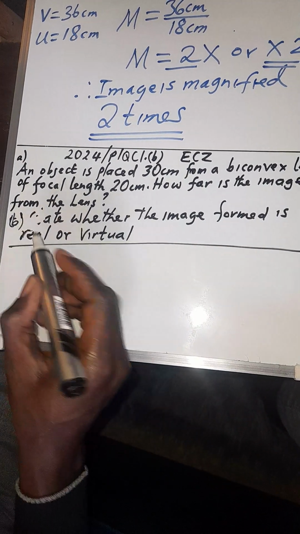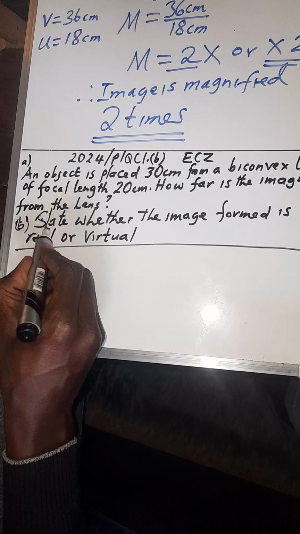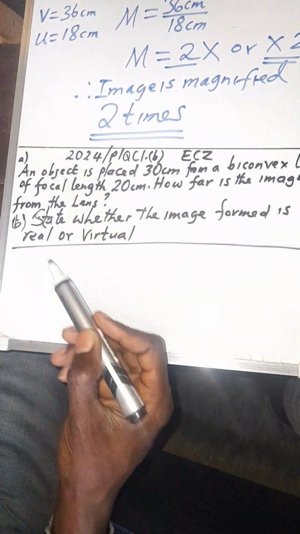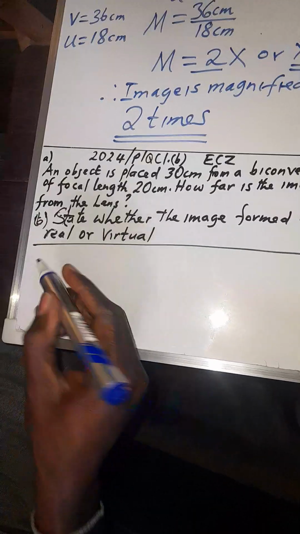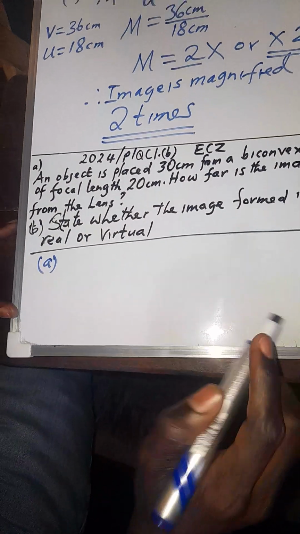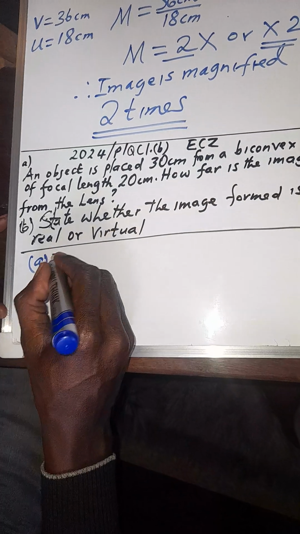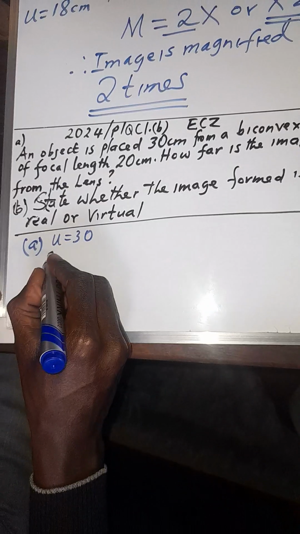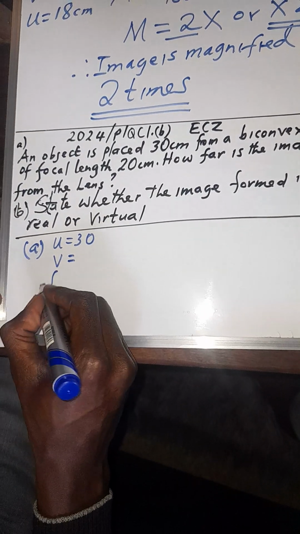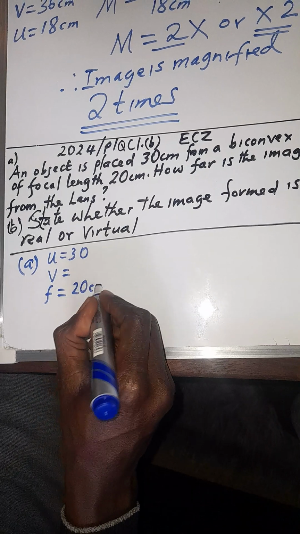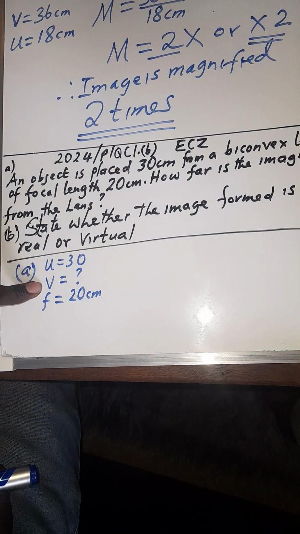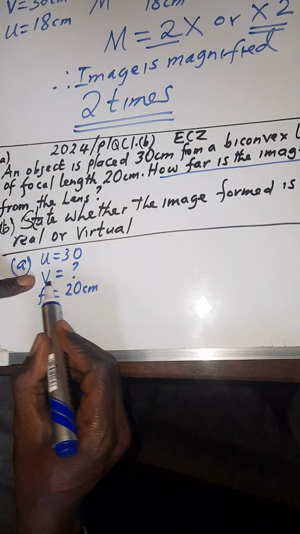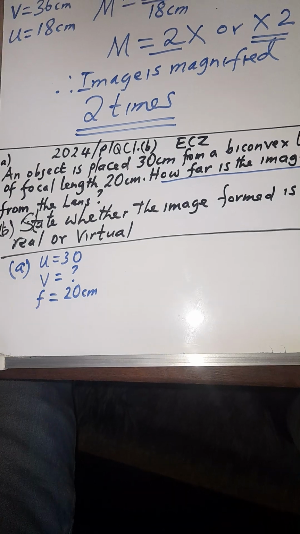The second part says state whether the image formed is real or virtual. So in the first part, how do you go about it? You need to calculate. They have given us the object distance, which is 30. They have also given us the focal length, which is 20 centimeters. But what we don't know is the image distance, and that's why the question asks how far the image is from the lens. So we need to calculate our V.